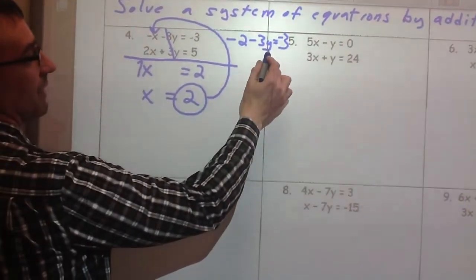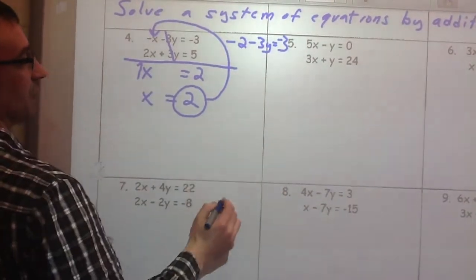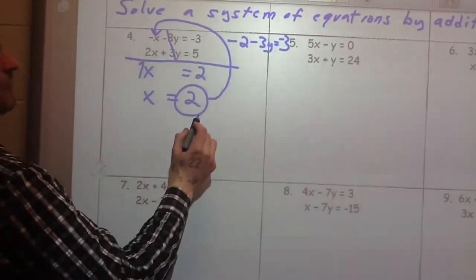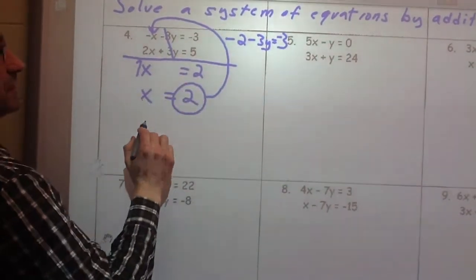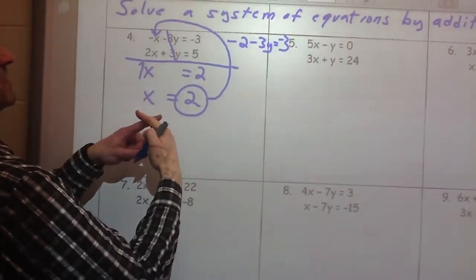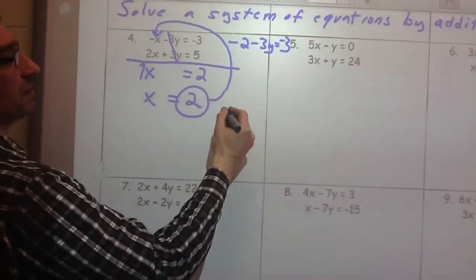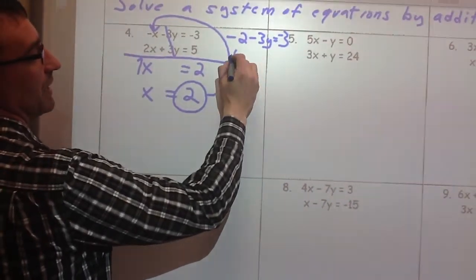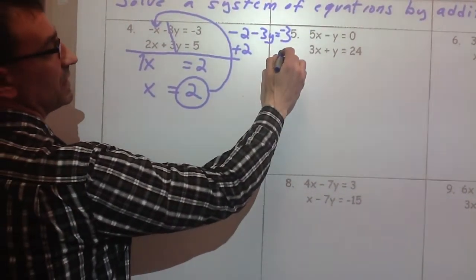Now I want to get the y by itself because what I'm trying to find is an x and y value that make both equations true at the same time. If we were going to graph this, it would be the place where the two lines would intersect at some point, an x and y value. So let's get the y by itself. Let's add 2 to both sides of this equation.